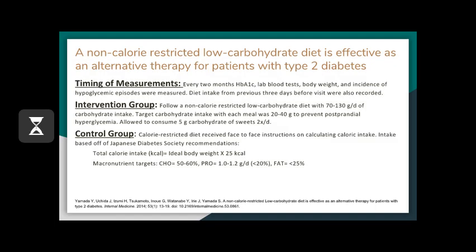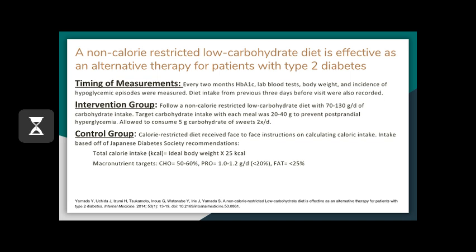So for timing of the measurements, every 2 months, HbA1c levels were measured, as well as lab blood tests, body weight, and incidences of hypoglycemic episodes. They also did diet assessments in the form of 3-day food recalls before the visits to measure their HbA1c.